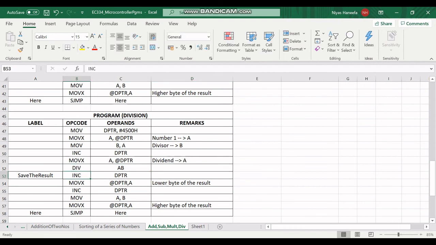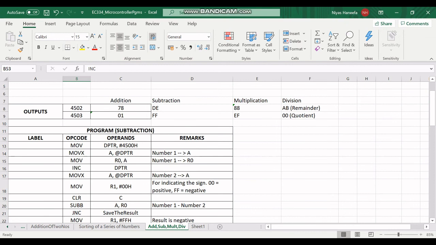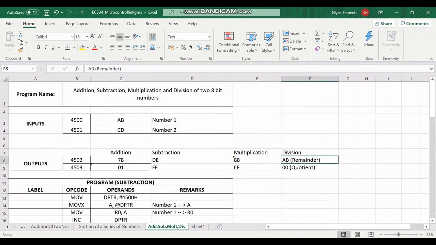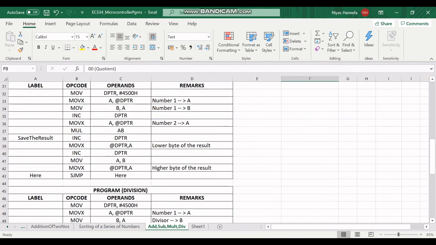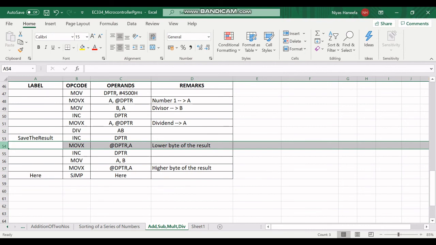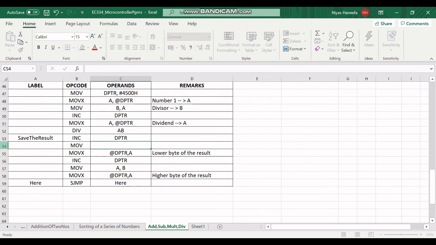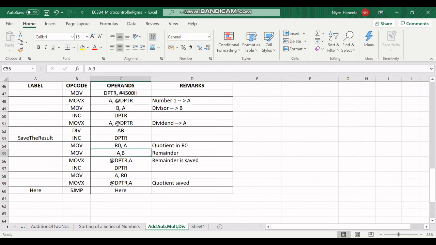This becomes DIV AB. We'll check the instruction set for DIV AB. A will have the quotient and B will have the remainder. As per our definition, the remainder comes first, which is in B, and A goes next. So in division, DPTR is incremented. Then the first location corresponds to the remainder, so we move A comma B, and the remainder is moved to A. Then the remainder is saved in the first location.